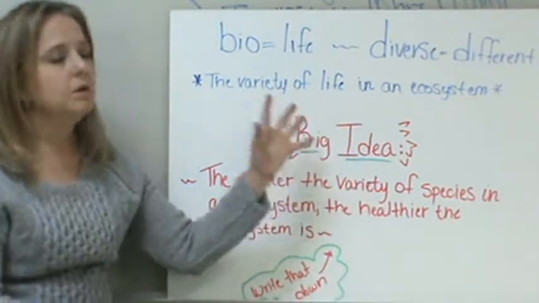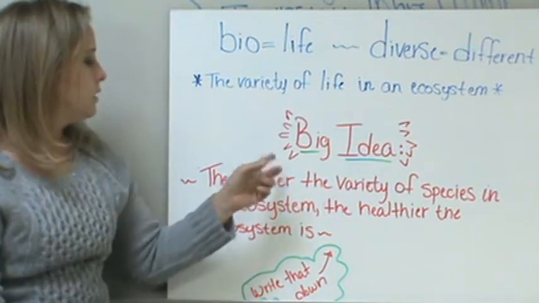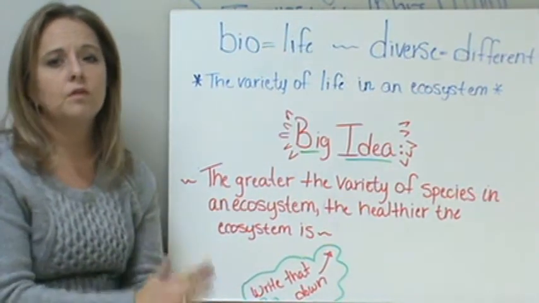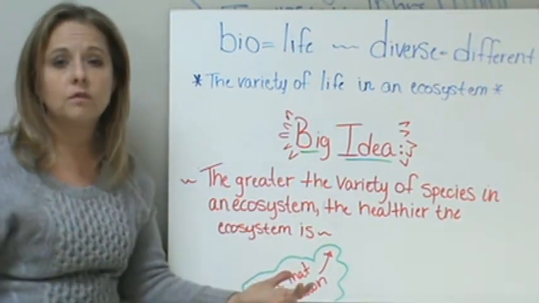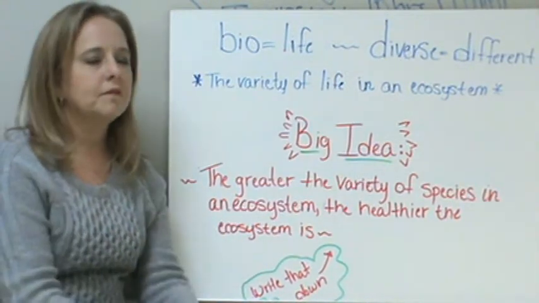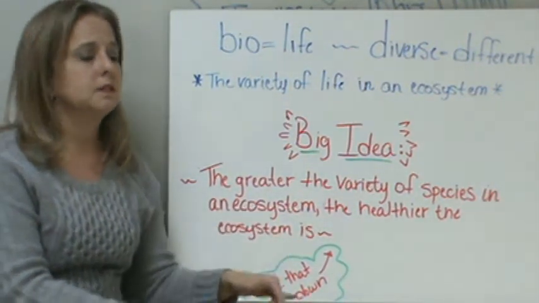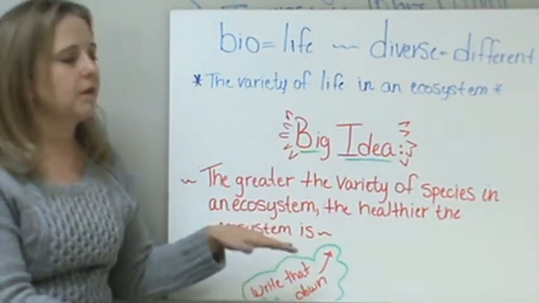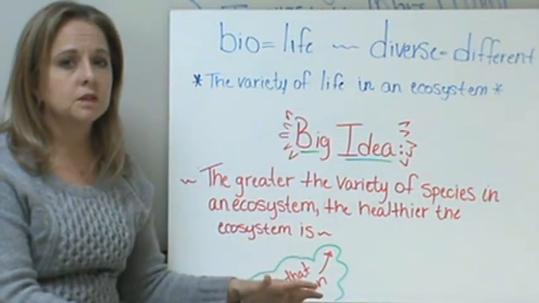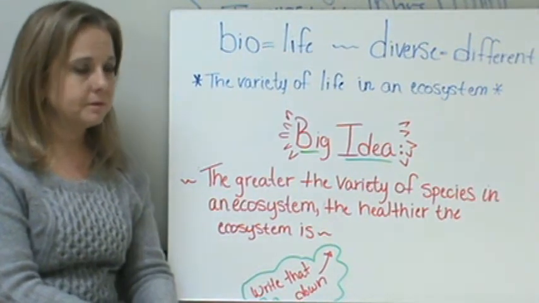So written in red here in the middle is the whole big idea that we're going to focus on for the next couple of weeks: the greater the variety of species in an ecosystem, the healthier that ecosystem is going to be. The more living things you have there, the more complex the food chains and the food webs will be. So you need to make sure that you write this down, that the greater the variety of species in an ecosystem, the healthier that ecosystem is. Okay, so push pause if you have to. Make sure you have this written down in your notes or write it down in your journal. Come on back when you're ready.